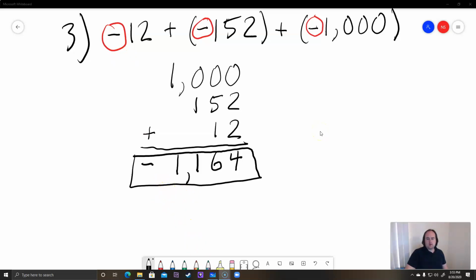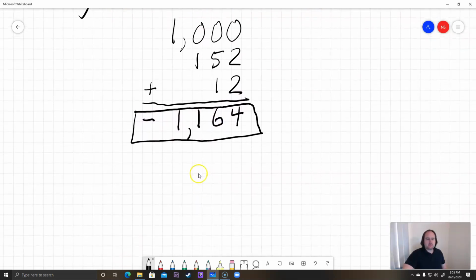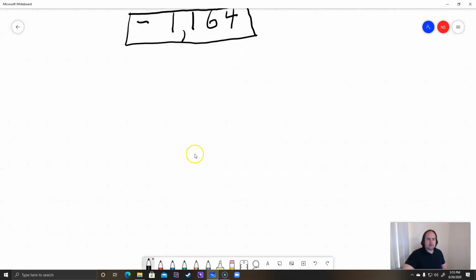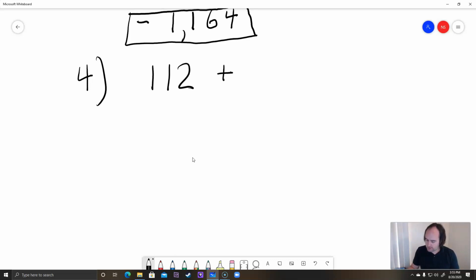Okay. All right, cool. So far we've done adding integers with the same sign, and we said as long as they have the same sign, you keep the sign and add. That's actually the easier case. The harder case is if they have opposite signs. Okay, so for example number 4 here, we're going to learn about how to add integers that have opposite signs. So let's do 112 plus negative 157.